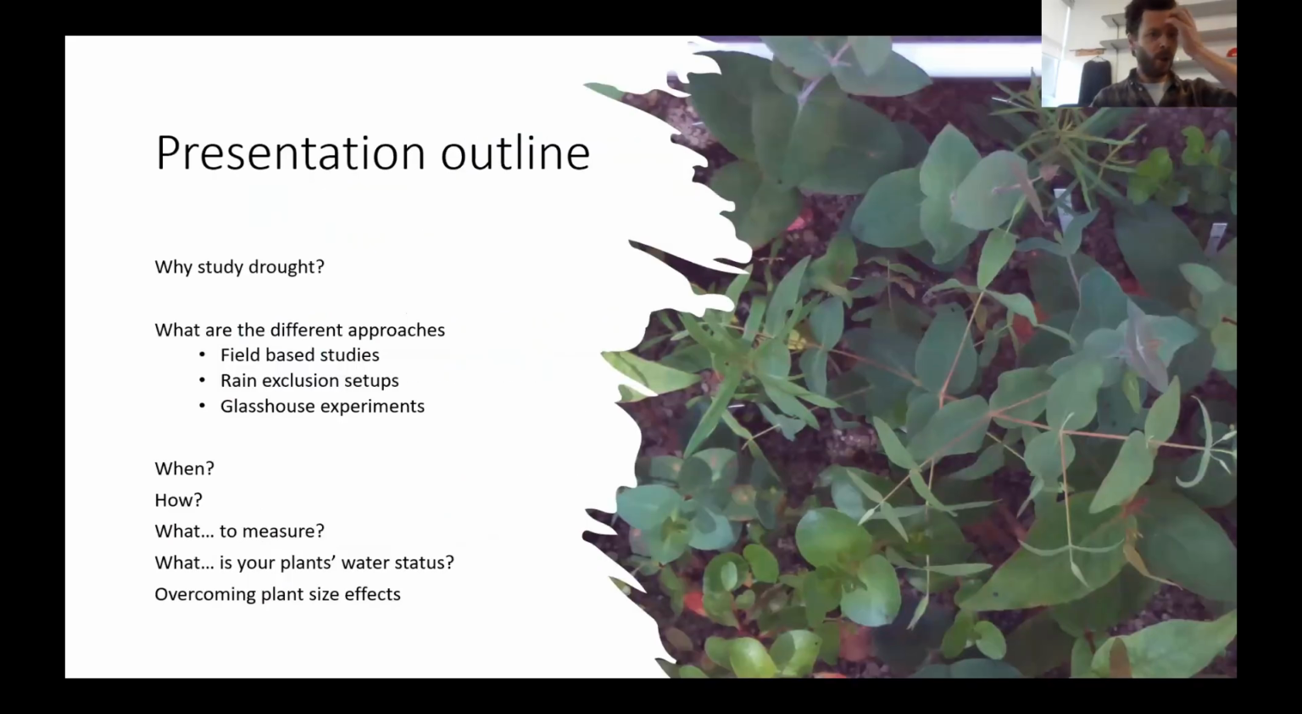So as a presentation outline, I'll take a step back and talk a little bit about some of my research plants in the field and how that might relate to the centre, and then go through a couple of different approaches that you might take when studying drought and the response of plants. Then hopefully I'll spend most of the time focusing on the glasshouse experiments and asking questions about when and how and what to measure, indeed how to measure your plant water status, and overcoming issues like plant size effects.